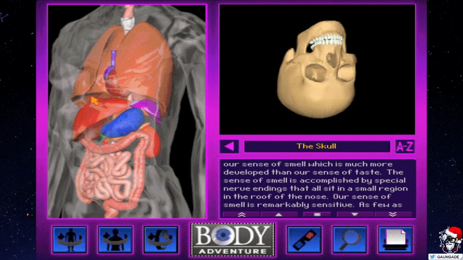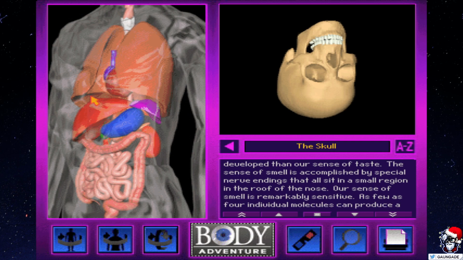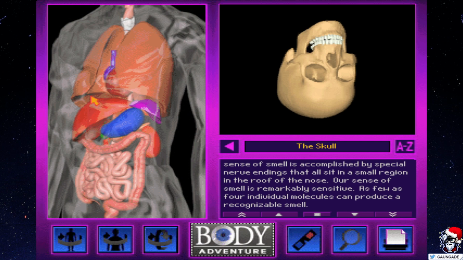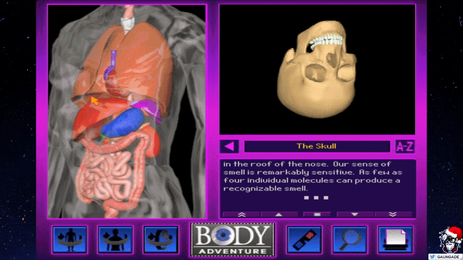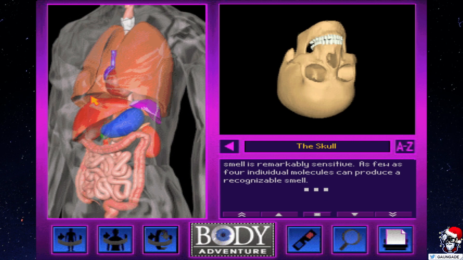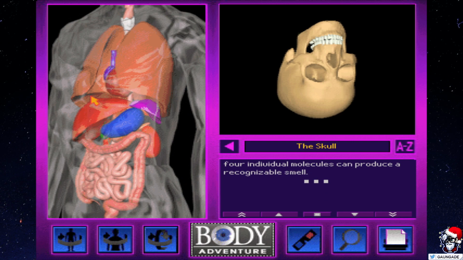The sense of smell is accomplished by special nerve endings that all sit in a small region in the roof of the nose. Our sense of smell is remarkably sensitive. As few as 4 individual molecules can produce a recognizable smell.